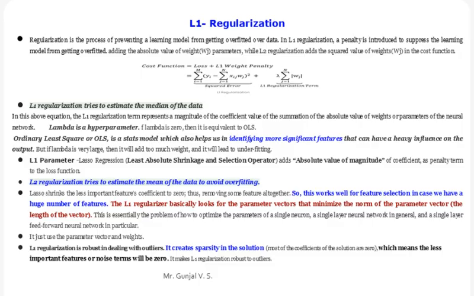L1 regularization is the process of preventing a learning model from overfitting the data. In L1 regularization, a penalty is added to the loss function to prevent the learning model from overfitting, which is the sum of the absolute values of the weights. Ordinary least squares, or OLS, is better than L1 regularization in identifying more significant features that can have a heavy influence on the output. L1 regularization is robust in dealing with outliers. It creates sparsity in the solution.